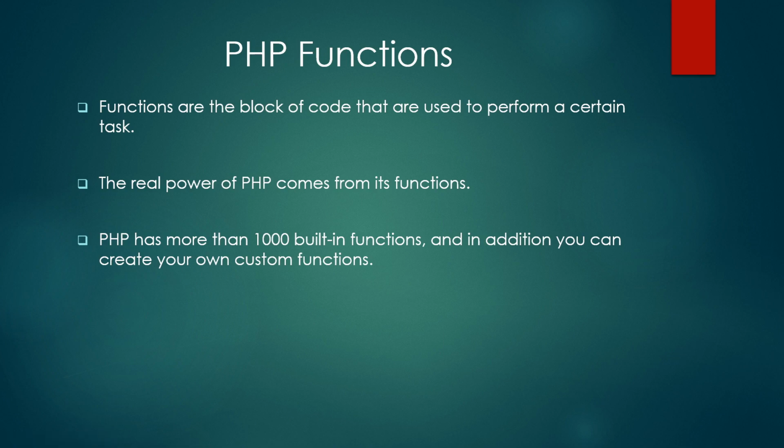Now, there are two types of functions in any programming language. First are the built-in functions and the second are the custom functions. Built-in functions are the functions which can be directly used in the program. We don't have to write any business logic for these functions because it is already written by the PHP developers, and we can simply use these functions in our program as many times as we want.